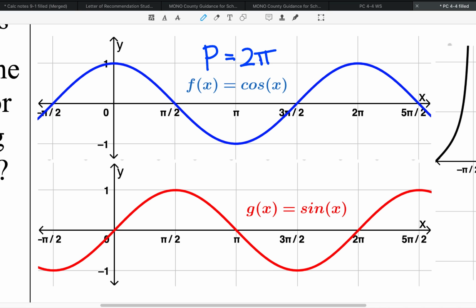So if you're going the other way, it would be negative 2 pi? Exactly. You could have negative 2 pi. You could have negative 4 pi. I could have negative 8 pi, negative 100 pi. Any multiple of 2 pi times an integer. So you're right, you could have negative 2 pi. But the general period, to make it as easy as possible, this is the smallest period of our cosine function.